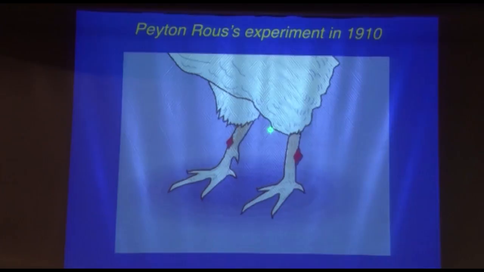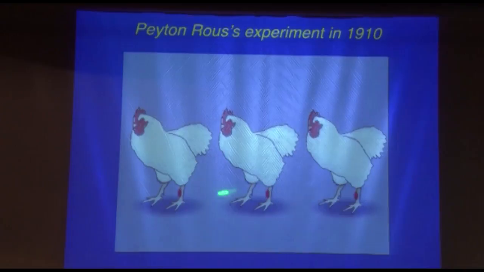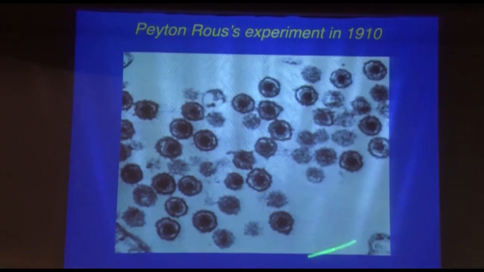At that time, there was no electron microscope. That was the operational definition of a virus. So what this proved is that the sarcoma is caused by a virus. And now using an electron microscope, we can actually see the structure of the virus. Like I said, it's like HIV in its general concept.